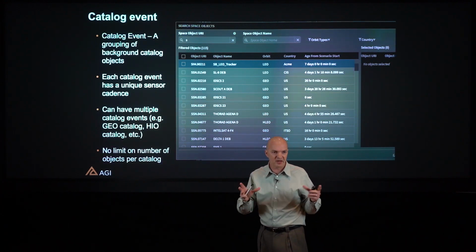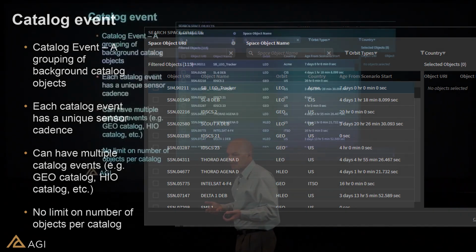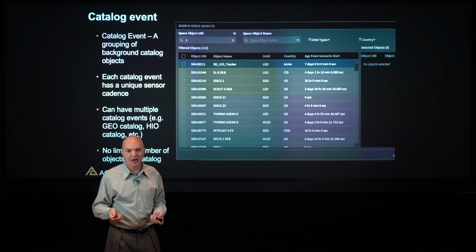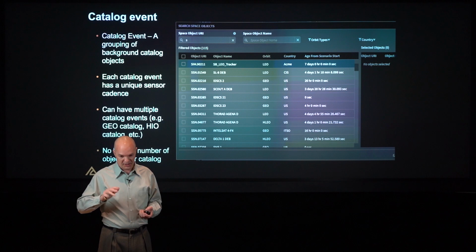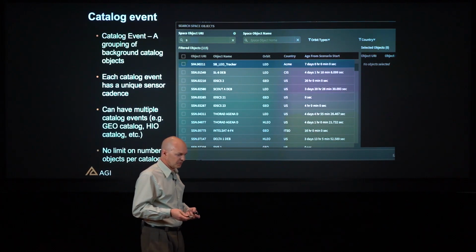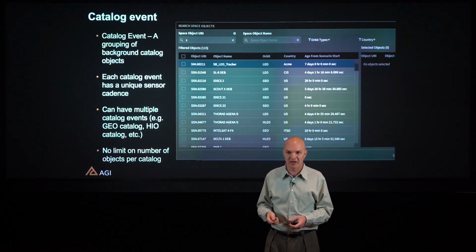There's no limit on the number of catalog events you can have. You might have a certain set of GEOs that are grouped together, and maybe another set of GEOs, or high interest objects, grouped together as a catalog event. In each catalog event, there's really no limit on the number of objects you can include. What this really allows us to do is have a fully realistic background catalog, and it allows the trainer or the exercise planner to adjust the difficulty of the scenario. The more catalog objects you have in the background, the more observations are going to be fed into the system.